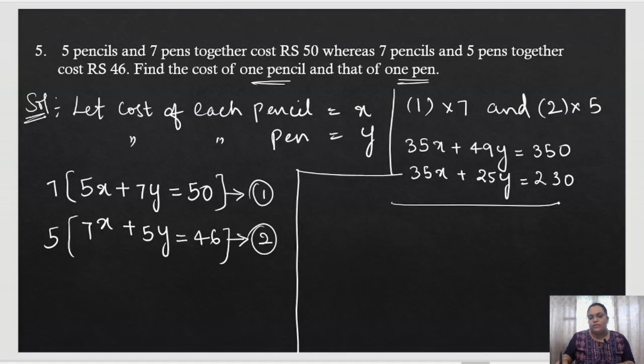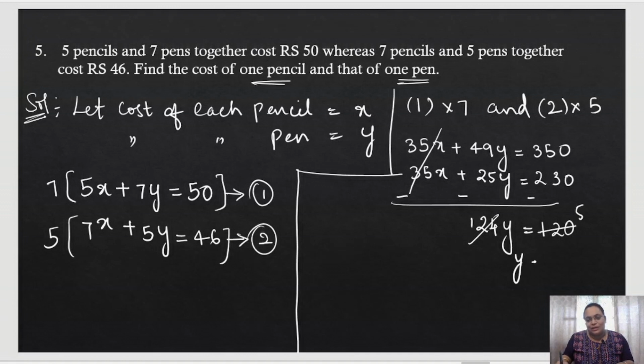Now we will subtract them. So these both will get cancelled, and here you will get 24y is equal to 120. From here, 24 ones are 24 and 24 fives are 120. You will get y is equal to 5.